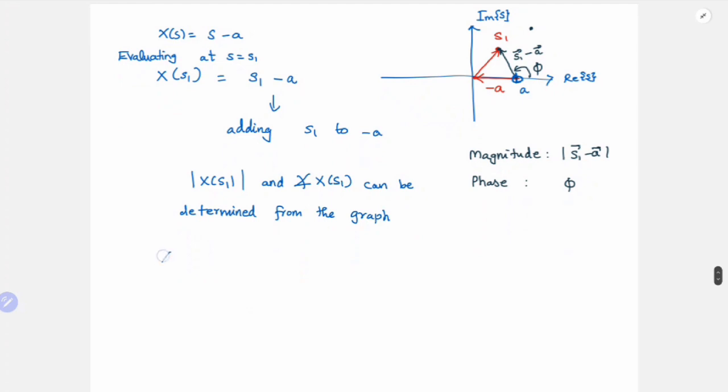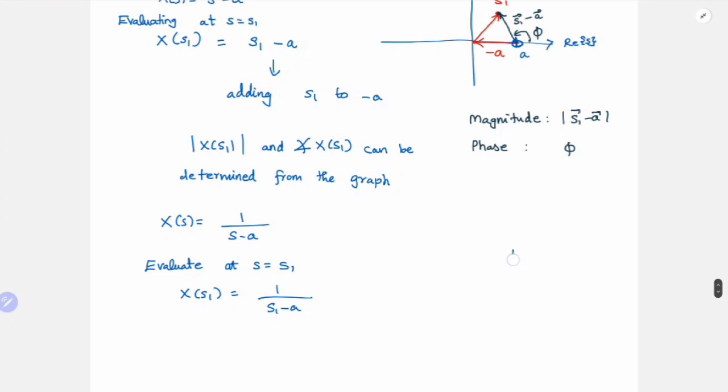So what if we have a pole? x of s equal to 1 by s minus a. Again, if we evaluate this at s equal to s1, what will we have? We'll have 1 by s1 minus a. How will it look?